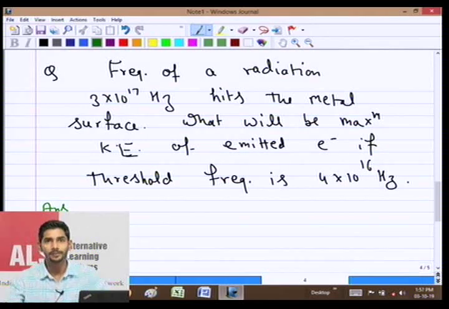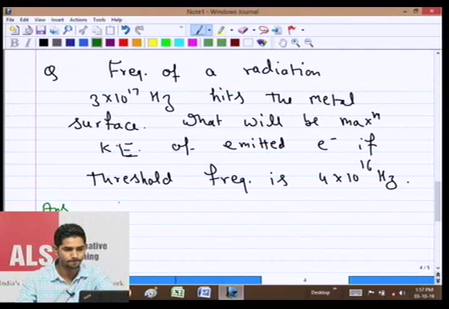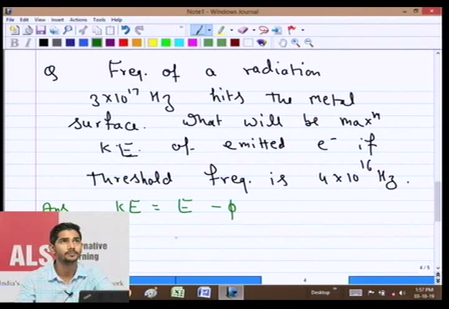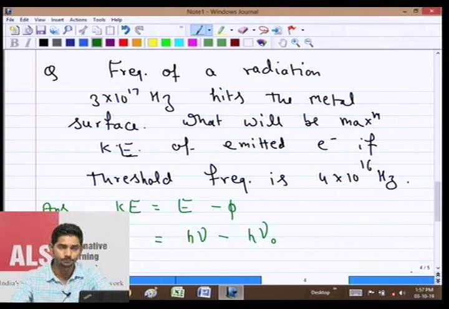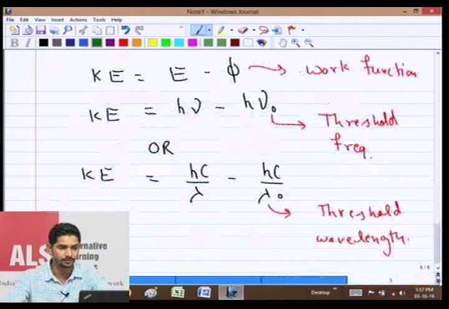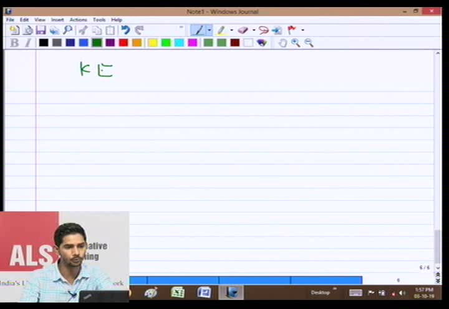Okay, so let me solve this question for you. Please look at the board or screen. See, kinetic energy would be equal to E minus phi. Okay, so this is your h nu minus h nu naught. Guys, look at the equation, h is common in this. So I can take h outside, and the equation will look like this: h times (nu minus nu naught).